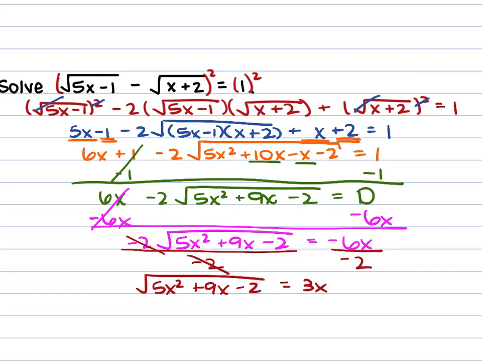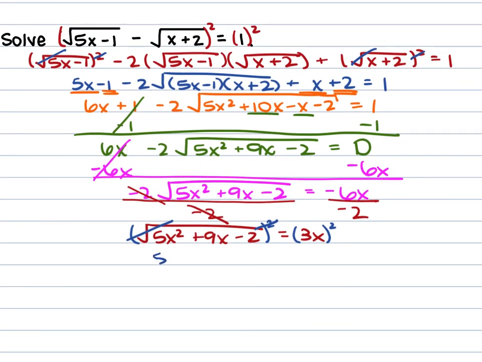From here, we're going to square both sides of this in order to get rid of that radical. So we square the left, we square the right. Squaring the left cancels out the radical and the power to where we just have the 5x squared plus 9x minus 2 is equal to the 3x squared. That 3x squared is 3x times 3x, which is 9x squared.